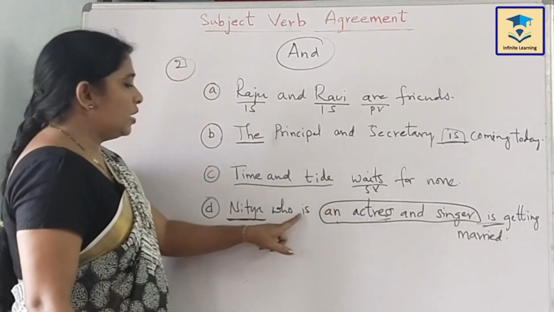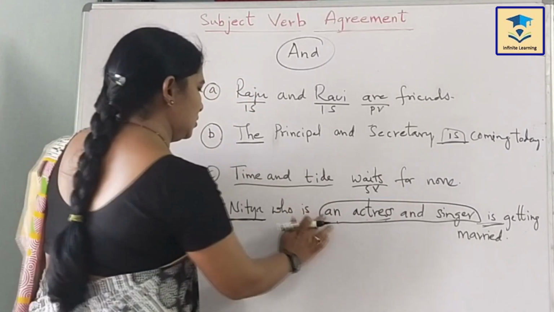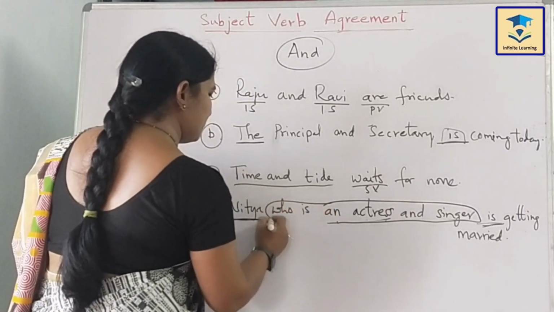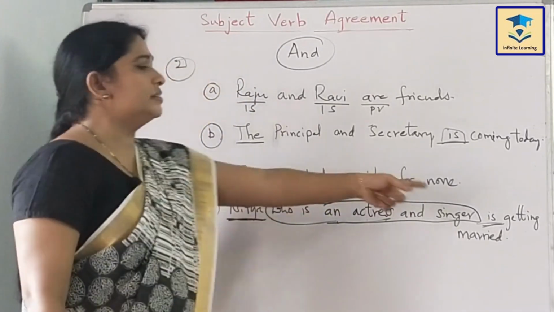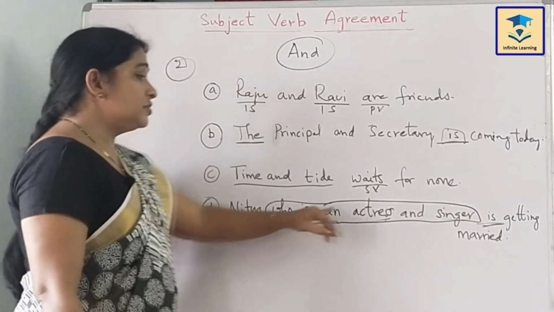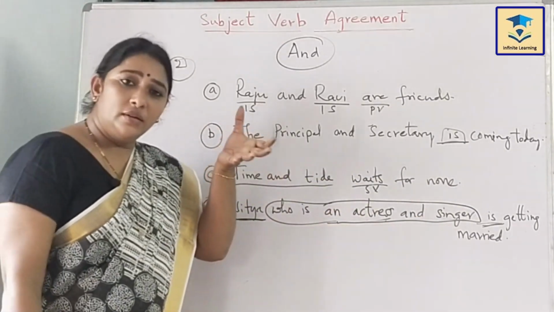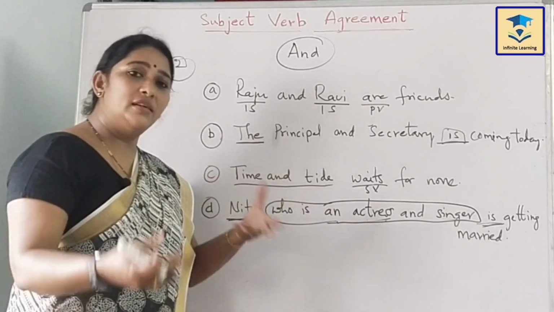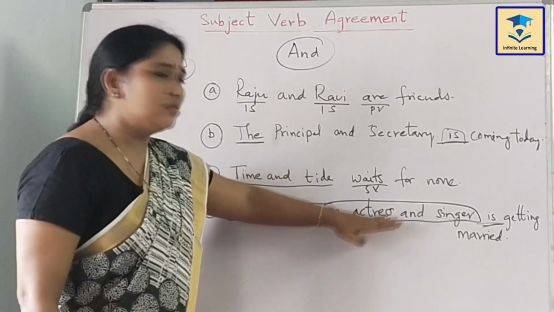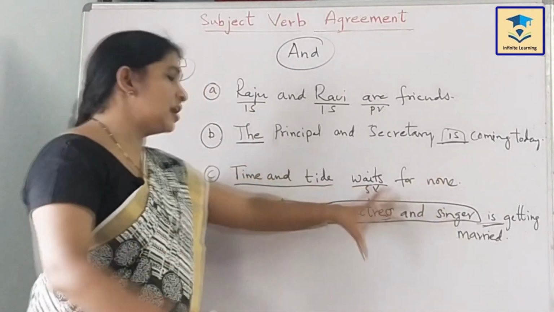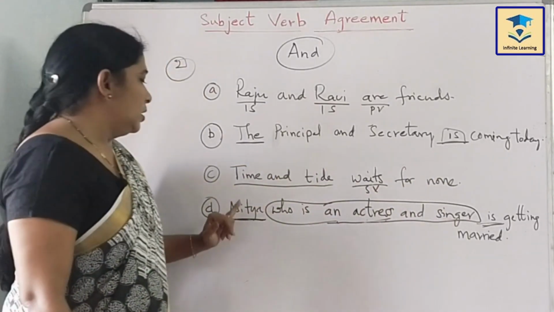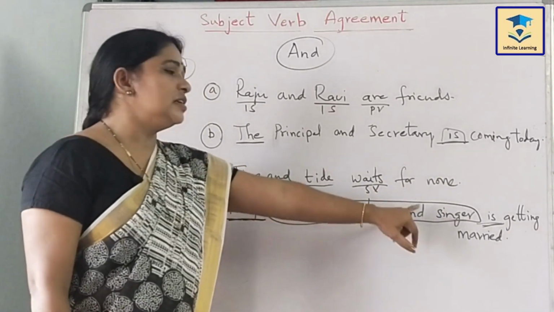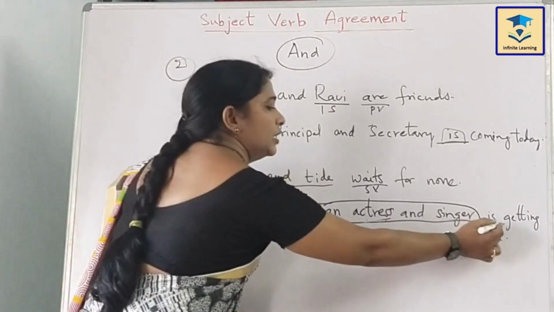So, Nitya is getting married. Who is an actress, dancer and singer? This is an actress, dancer and singer. All this is describing Nitya only. So, Nitya, who is an actress and singer, is getting married. The verb we get in the singular only.